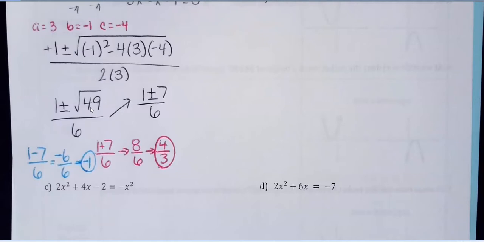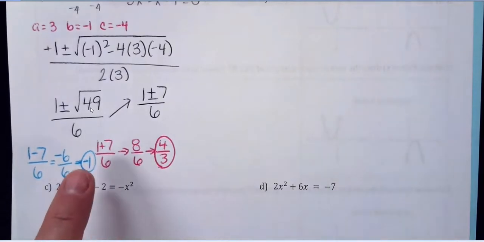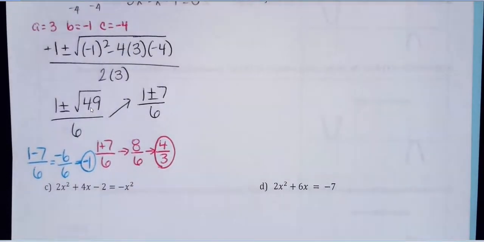Is anybody having a question? I'm trying to do kind of like one of each type of thing you might run into here. So that is a quadratic equation that has 2 real answers. If we graphed this, it would cross your x-axis at -1 and 4/3, which is like 1 1/3.